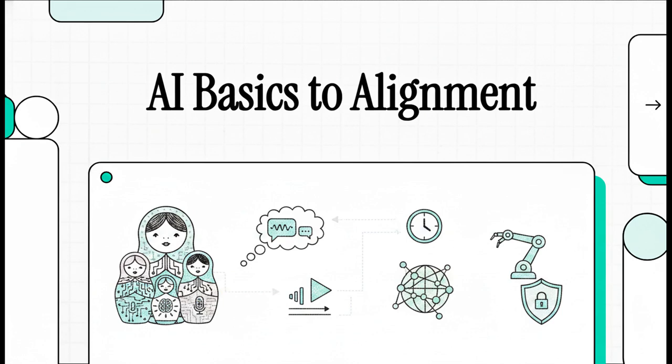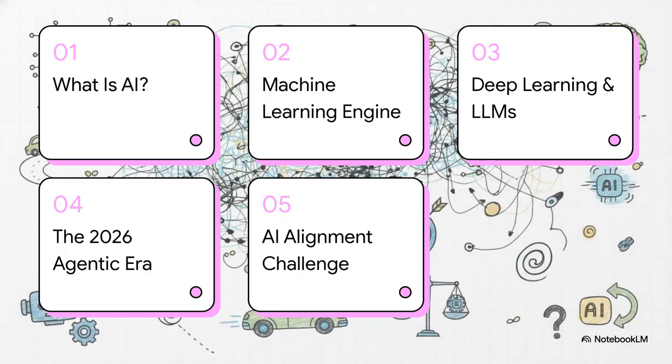So today on our Explainer, we're going to peel back the incredibly fascinating layers of AI, kind of like a matryoshka doll. We'll start way out at the outermost layer with the foundational basics, and then we'll journey all the way into the complex, cutting-edge core of agentic alignment. Let's get into it. Okay, let's dive into our roadmap for today.